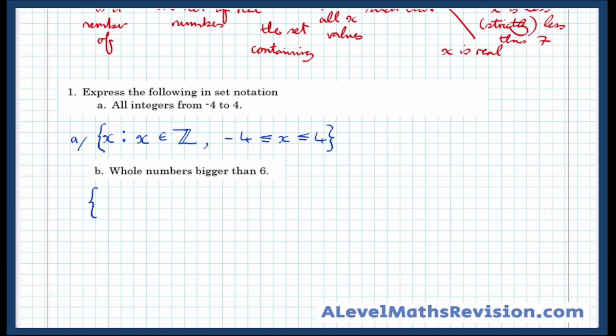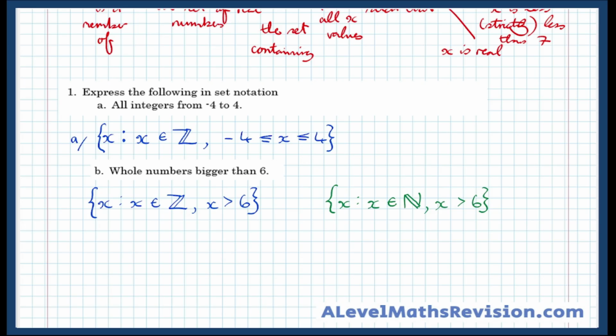So now we're being asked to express whole numbers bigger than 6. So, again, whole numbers, the set of all x values, and we're told that x is an integer, so x is a member of the set of integers. And the additional restriction that x is bigger than 6, like that. But there is an alternative answer as well that gives an equivalent set of numbers. So the set of all x values such that we could say that x is a natural number such that x is bigger than 6.